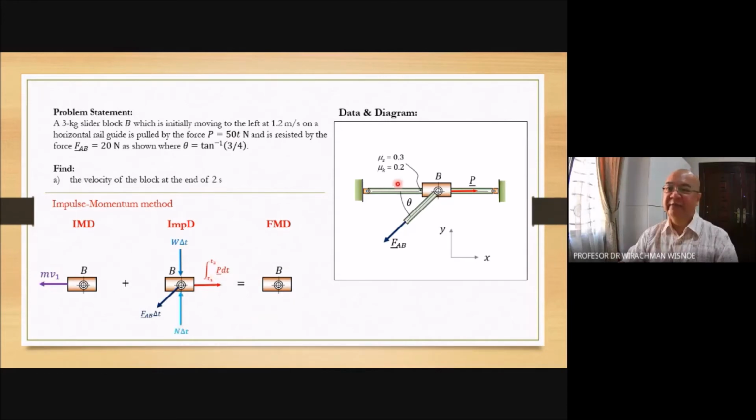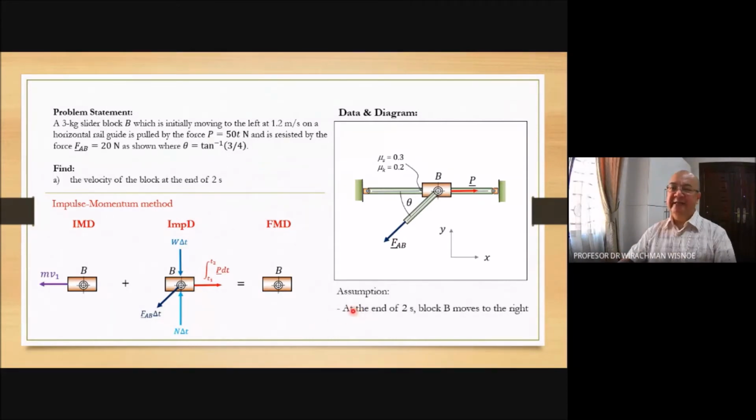We have the reaction from the rod to the collar, which is N. N is the reaction force. The impulse will be N times delta T. The direction of the arrows follow the direction of the force. So by right, the impulse diagram is just like the free body diagram, except you include the time.